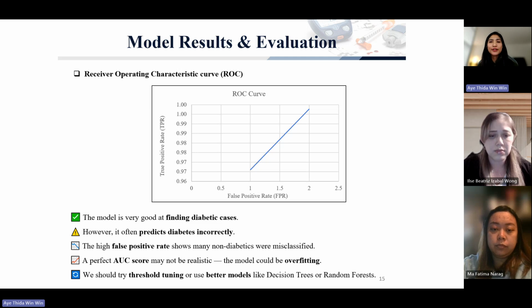We also look at the area under the curve called AUC. An AUC of 1.0 means the model is perfect. But in our case, that might be too good to be true. It may be overfitting. We should try threshold tuning or use a better model like decision tree or random forest to get better results, better prediction.